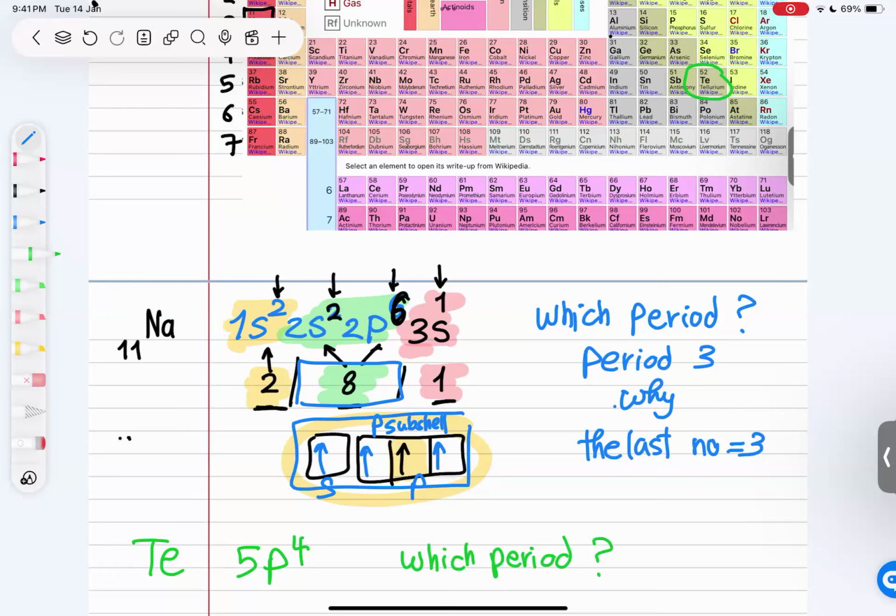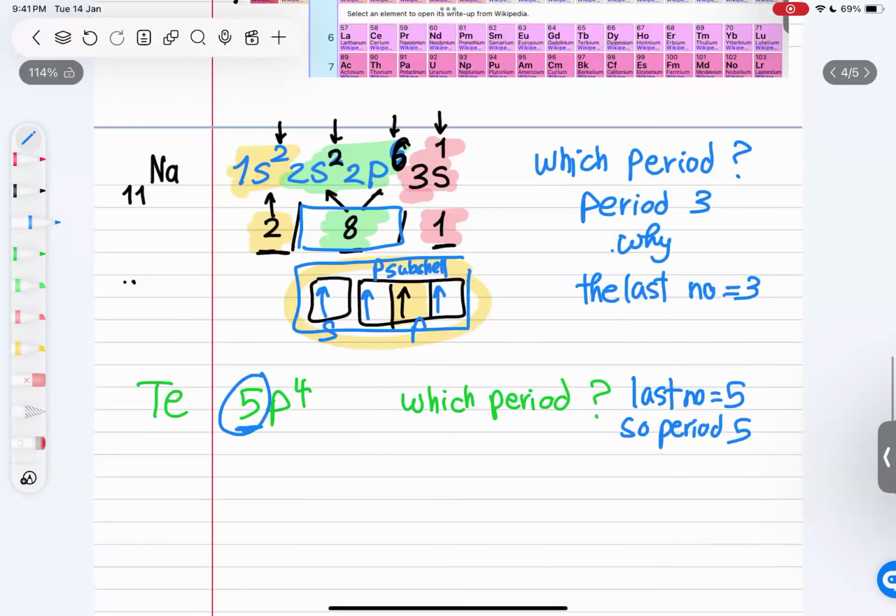But how to know it without the periodic table? What is the last number that I can see on the level? The last number is 5. So period 5. How to know which group it is in, from the configuration?